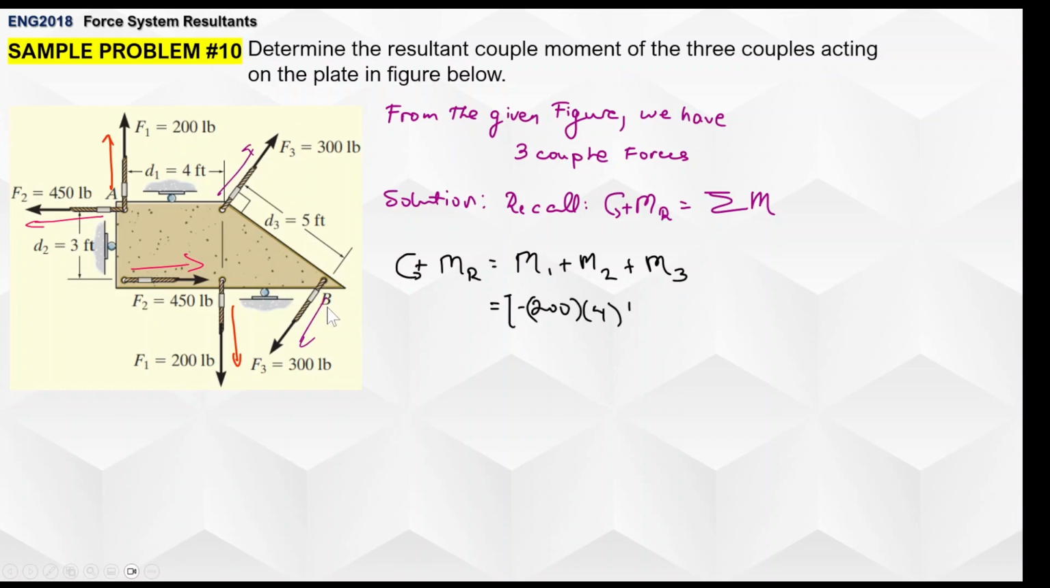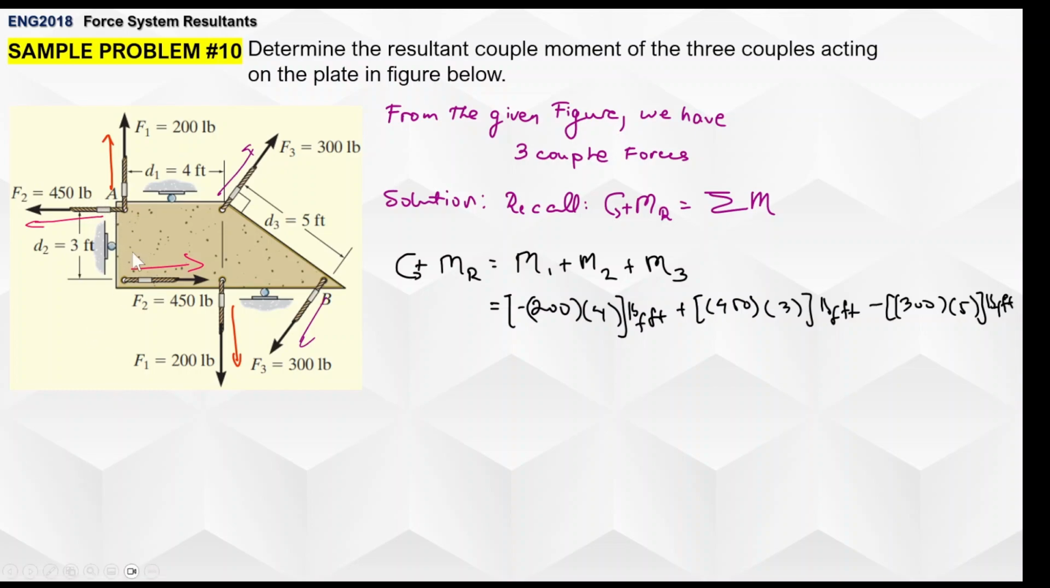And the established equation is here. So negative 200 times 4 plus 450 counterclockwise times 3, and then clockwise for 300, clockwise here. If you notice, there's no about a particular point, and that's the beauty of the couple. You just have to pay attention to their rotation about their center, say, in this particular case, about the middle of this 5 feet, which is 2.5, or in this particular case, the middle of this 3 feet, which is 1.5.